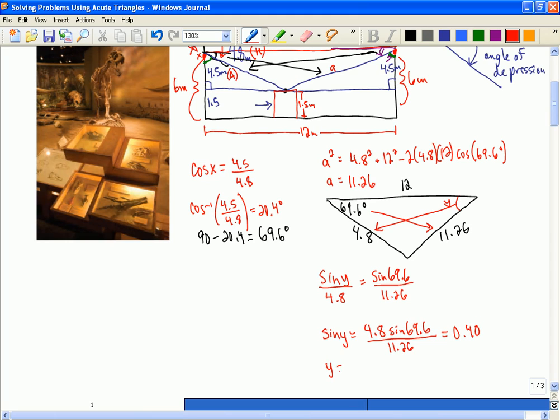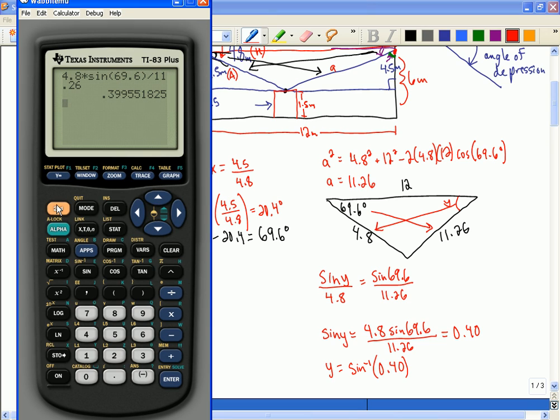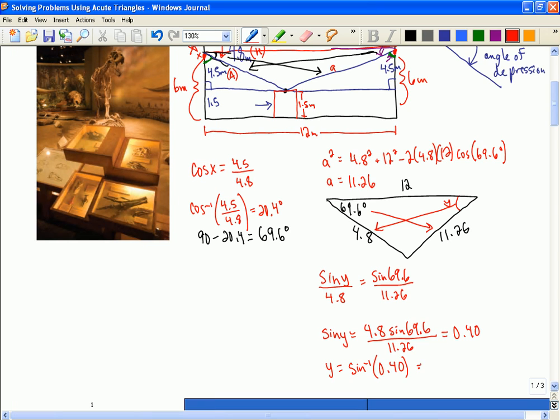So that means y is the inverse sine of 0.4. And there's no need to round it since it's still in my calculator. So it's the inverse sine of my answer, which is 23.6 degrees. It would round to 6, I believe. So yeah, 23.6 is the other angle for the camera. So here are two angles.